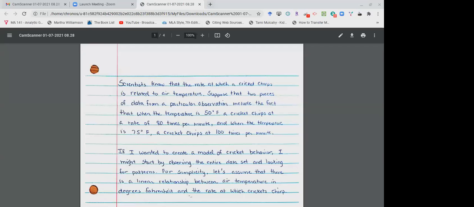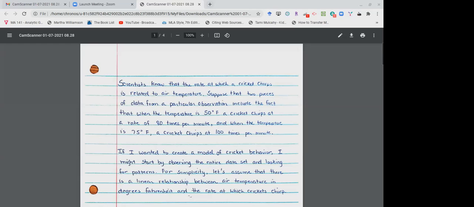So if you look at this example, it says, scientists know that the rate at which a cricket chirps is related to temperature. Suppose that two pieces of data from a particular observation include the fact that when the temperature is 50 degrees Fahrenheit, a cricket chirps at a rate of 80 times per minute. And when the temperature is 75 degrees Fahrenheit, a cricket chirps at 100 times per minute.